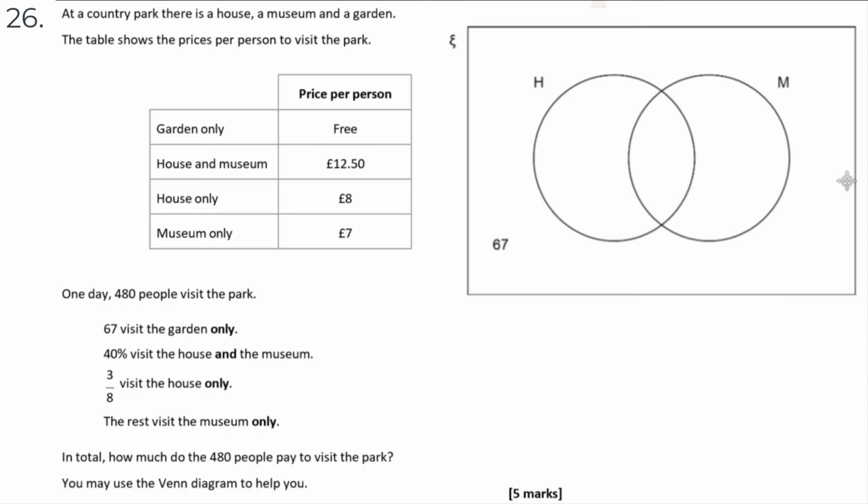40% visit the house and the museum. 3/8 visit the house only. The rest visit the museum only. In total, how much do the 480 people pay to visit the park? You may use the Venn diagram to help you.